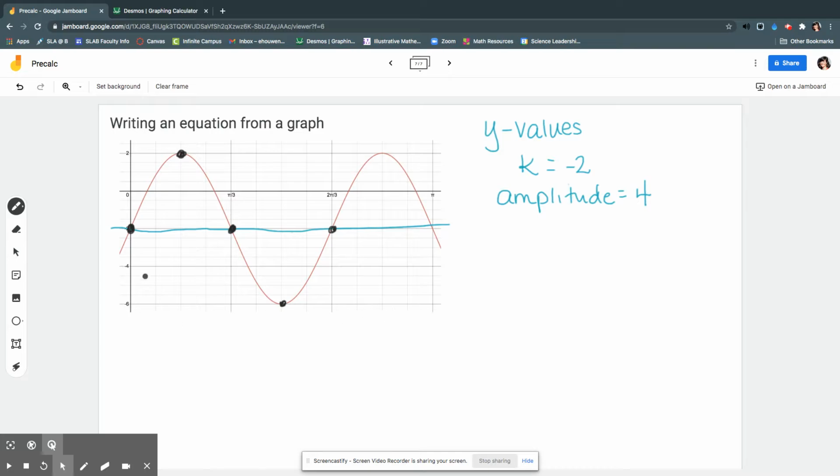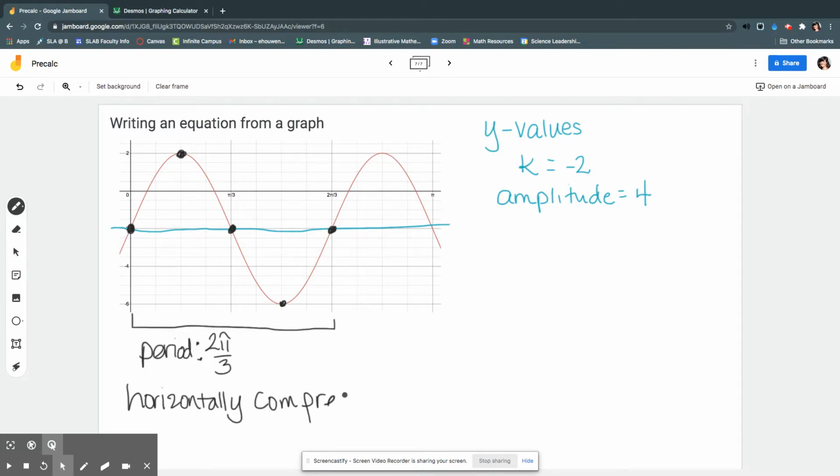If I think of it as a sine graph, first let's find the period. So the period is the distance from the start to the end of your 5 points. So you can see here, 1, 2, 3, 4, 5. I started at 0. I ended at 2 pi over 3. So the period is 2 pi over 3. Again, that doesn't necessarily give me the parameter, but that does help me to know, since the period of the parent function is 2 pi, this is a horizontal compression. 2 pi over 3 is smaller than 2 pi. So I know that I'm going to have a b value that is larger than 1.